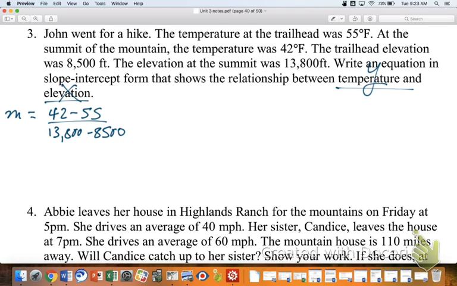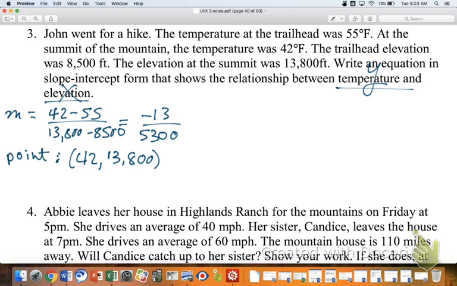Okay. So then, as you do a little bit of simplifying here, you end up with negative 13 over 5,300. And that's my slope. Negative 13 over 5,300. And I also, of course, need a point that is on the line. I've got a couple of choices here. What did you use? Any suggestions? Wait, go ahead. Okay. And, of course, you could have picked either one of the data points there. Whit chose that one. It'll work out just fine.